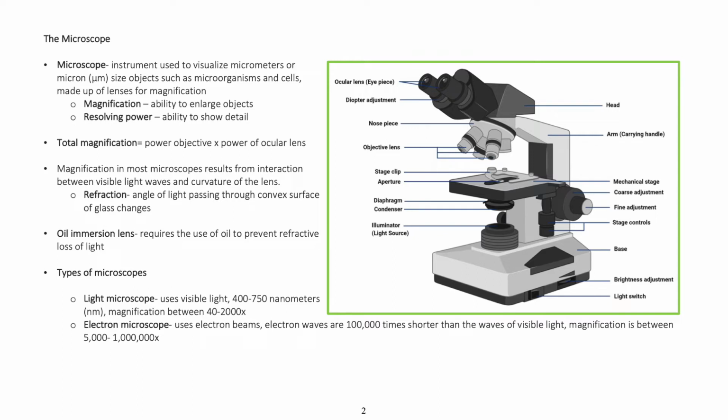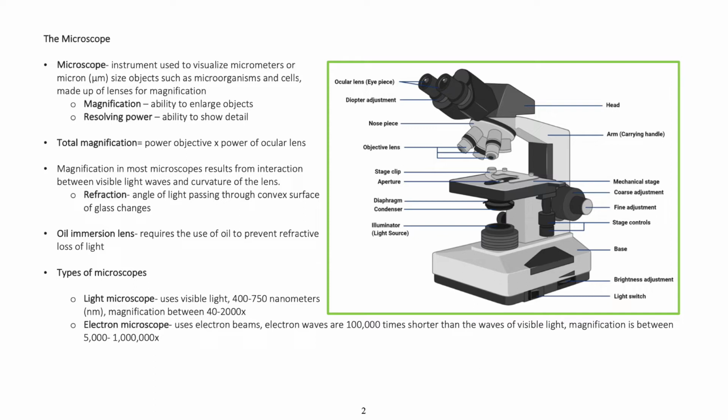Magnification in most microscopes results from interaction between visible light waves and the curvature of the lens. Refraction, the angle of light passing through a convex surface of glass changes. Oil immersion lens requires the use of oil to prevent refractive loss of light.